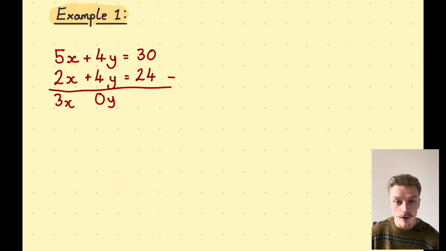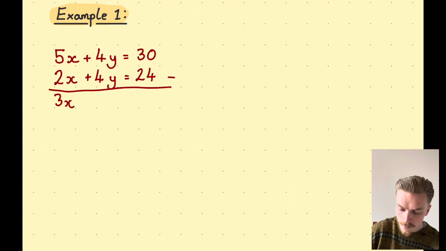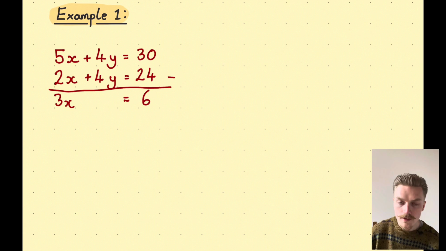Well, if it's 0 lots of y or 0 times y, that's just nothing. I don't need to include that. I'll erase it. Then there's my equal sign. And I've got 30 subtract 24. That gets me 6. So I've subtracted it all down, and you can see we have got an equation there that I can solve. It's just got one variable. There it is, it's just the x. So I can solve this now.